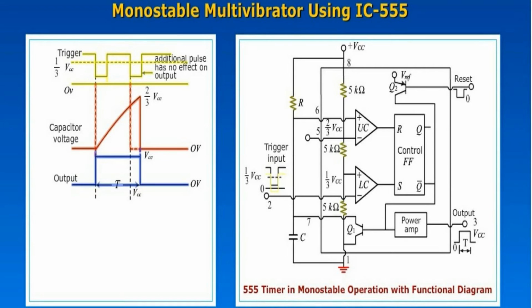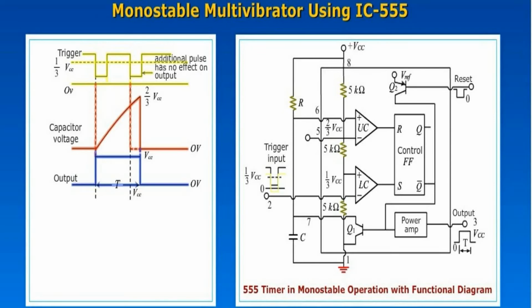The power amplifier output goes to 0, because the power amplifier acts as the inverter. Here the power amplifier input is 1, hence the output equal to 0. At the same time, the SR flip-flop output Q bar is connected to the base of the transistor Q1. Hence the transistor Q1 is on. The transistor Q1 is on, it acts as the closed switch.